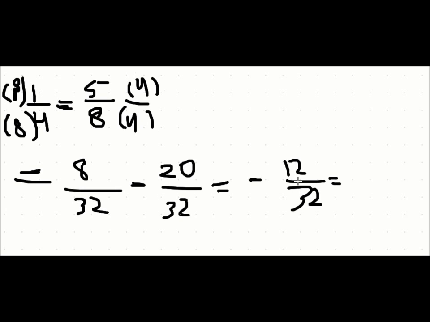So 2, yes, you can use 2, but 2 would not fully simplify this. 3 doesn't go into 32. 4 does go into both terms. So if we divide 12 by 4, it's going to be 3, and 4 also goes into 32. 8 times 4 is 32, so it will be 8. So your final answer will be negative 3 over 8.